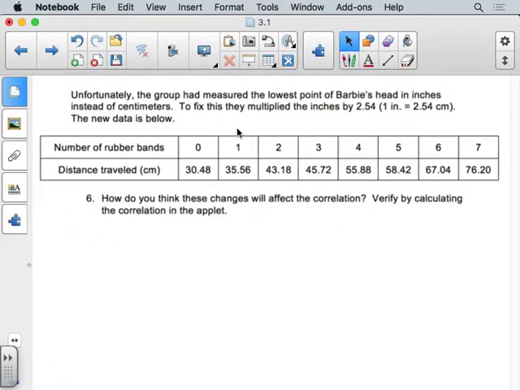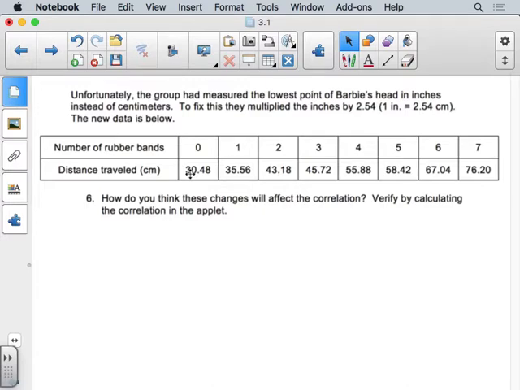All right. Unfortunately, the group had measured the lowest point of Barbie's head in inches instead of centimeters. To fix this, they multiplied by 2.54. So they converted all of their data to centimeters. Is the standard for statistics that we are expected to do centimeters? I guess it just gives you the unit anyway. Yeah, you can choose whatever you want. You don't have to necessarily follow metric or standard.